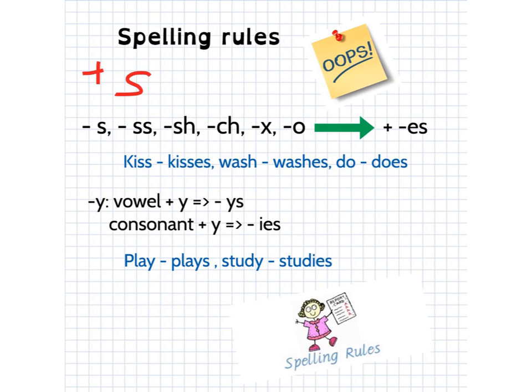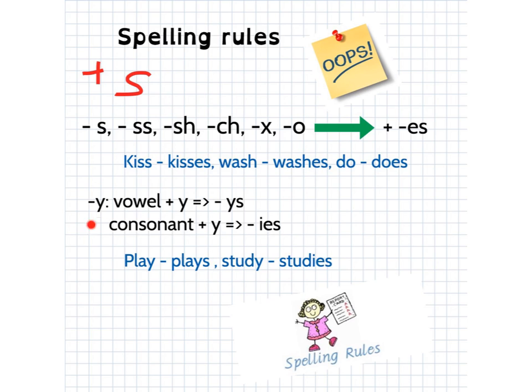Imagine that you say "I kiss the boy", and then you want to say "she kisses". You have to add the es because it would be impossible to pronounce the third s without adding the vowel there. Or: I wash the car, she washes the car; we do the homework, and he does the homework.